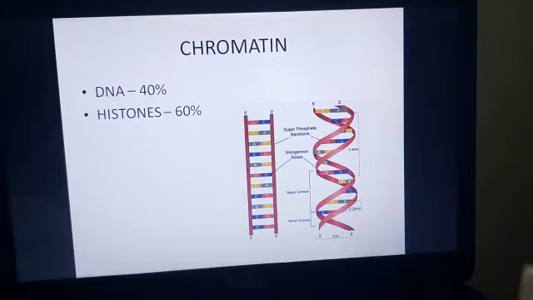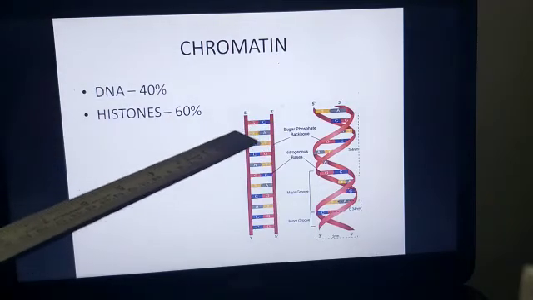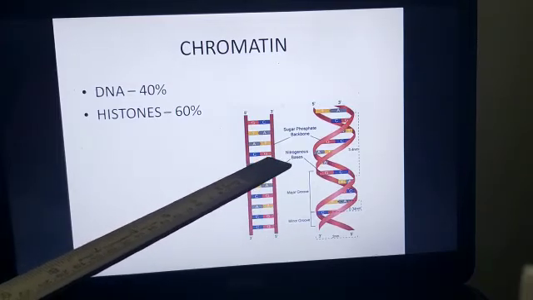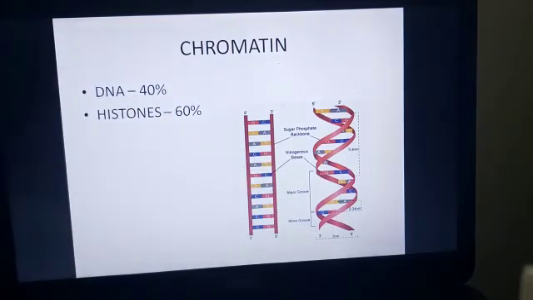So these nitrogenous bases are present on this strand as well as this strand, and there is a bond between the two nitrogenous bases. This bond is a hydrogen bond.